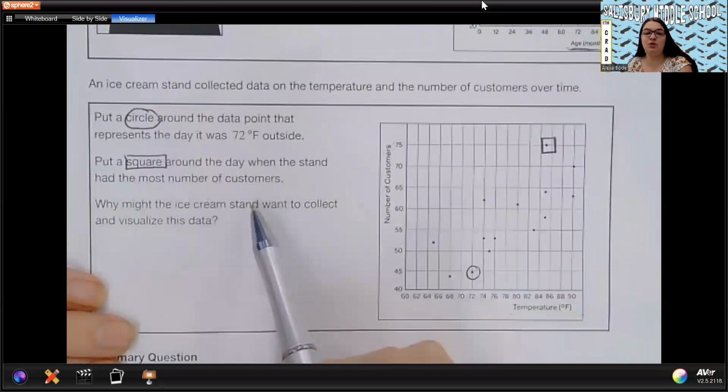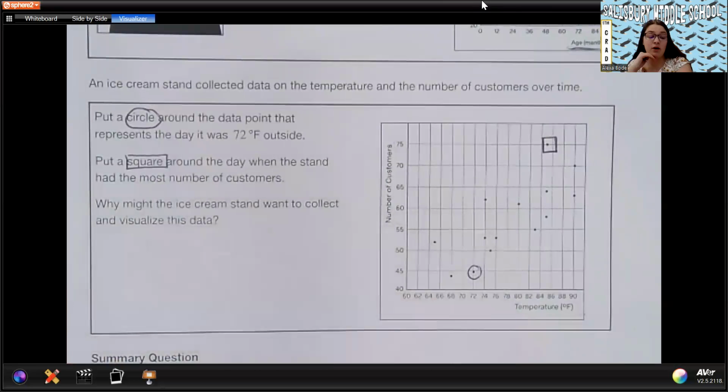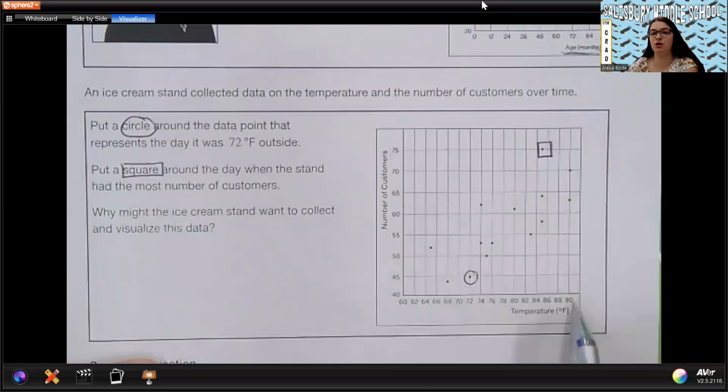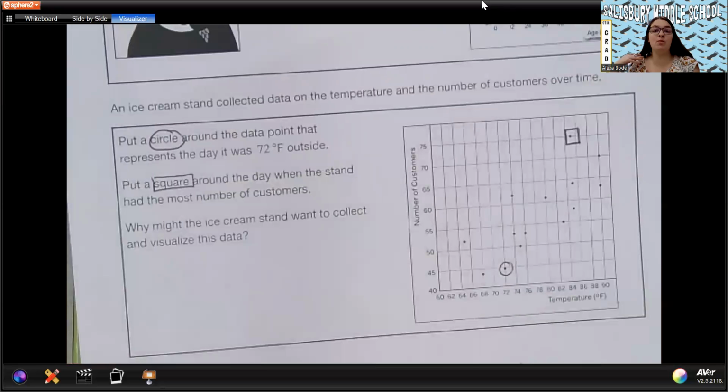Why might the ice cream stand want to collect and visualize this data? There are many reasons, but I know most people, the warmer it is outside, the more likely they want to get ice cream. And if you notice, it almost goes up. So as the temperature goes up, the number of customers kind of go up more. One of the things that I thought about was they want to see whether the weather affects the number of customers.